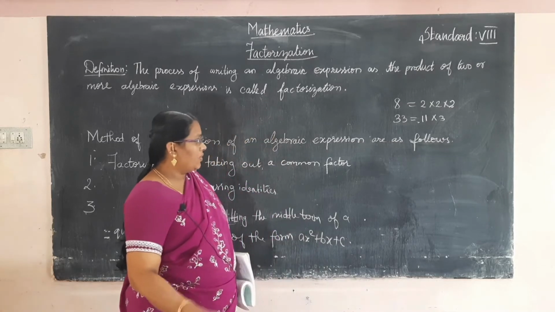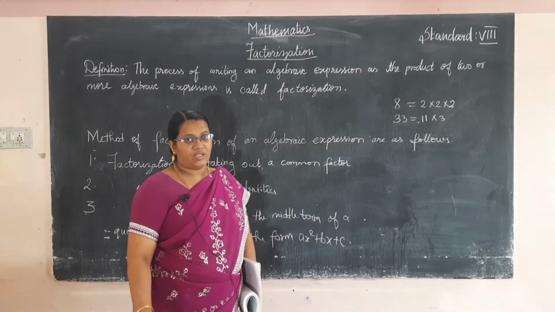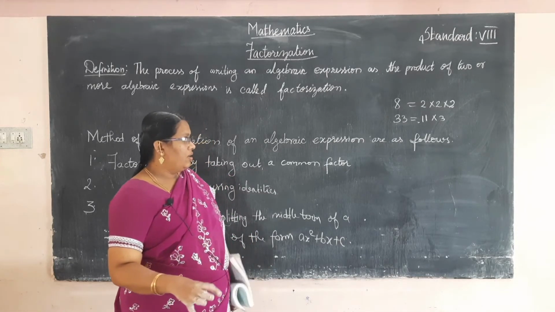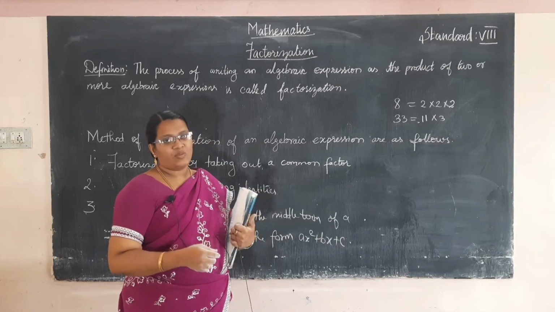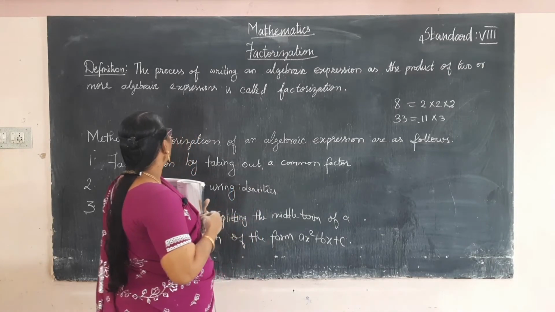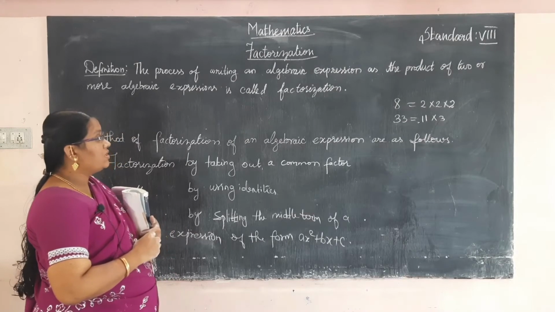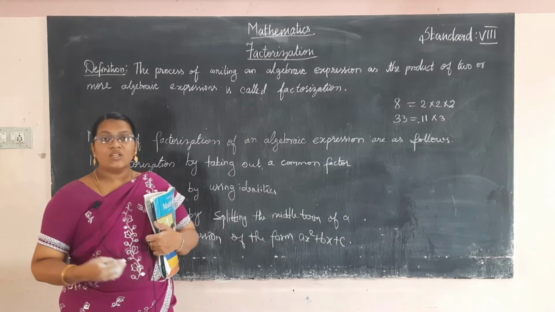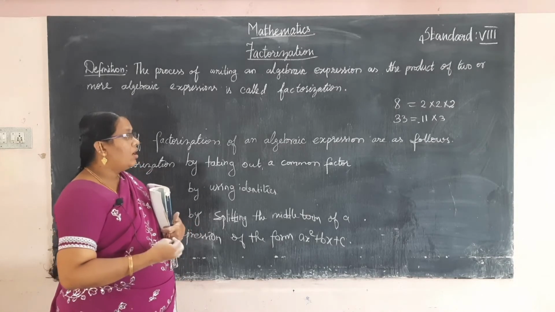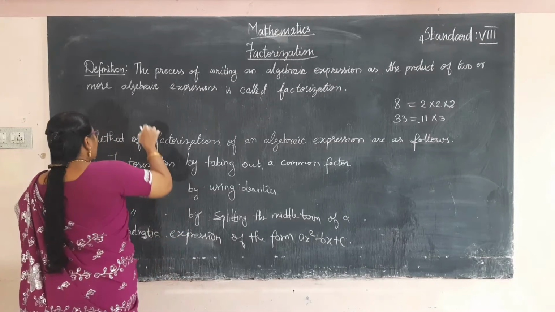Okay, the same numerical values we have applied in algebraic expressions. Nothing different. The process of writing an algebraic expression as a product of two or more algebraic expressions is called factorization. Factors or factorization. See the example.